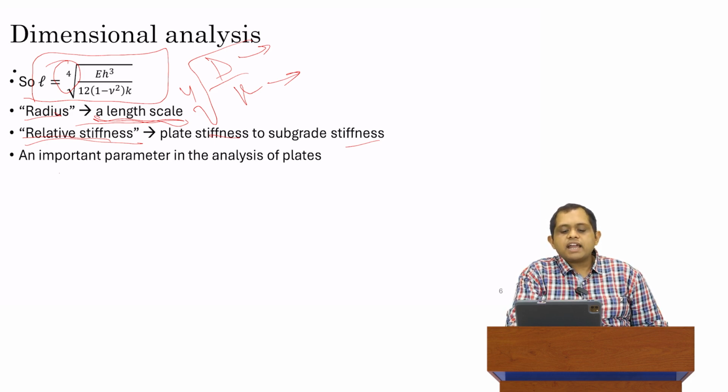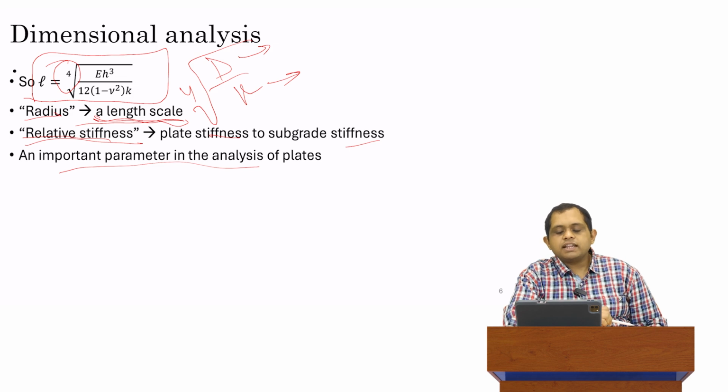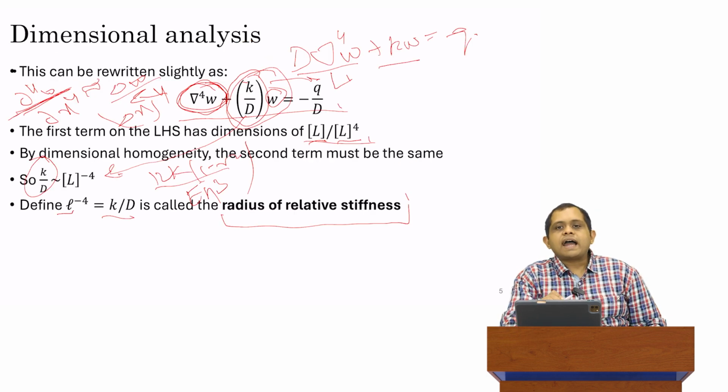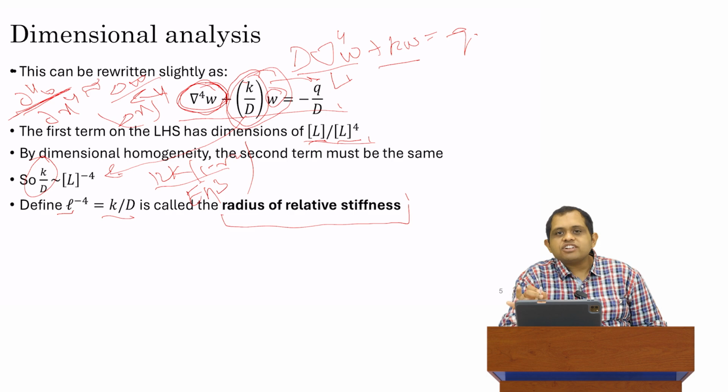As I mentioned, it's an extremely important parameter in the analysis of plates, and first of all, we need to be able to calculate it. So we'll do a quick calculation in a couple of examples in today's lecture. We need to be able to calculate it, but more importantly, we need to keep in mind where it comes from. It's not a term which comes from nowhere. It simply comes from taking the Sophie-Germain equation and adding this correction factor for the subgrade, for the Winkler foundation subgrade, and then doing a dimensional analysis on the differential equation. That's where we get this term from.